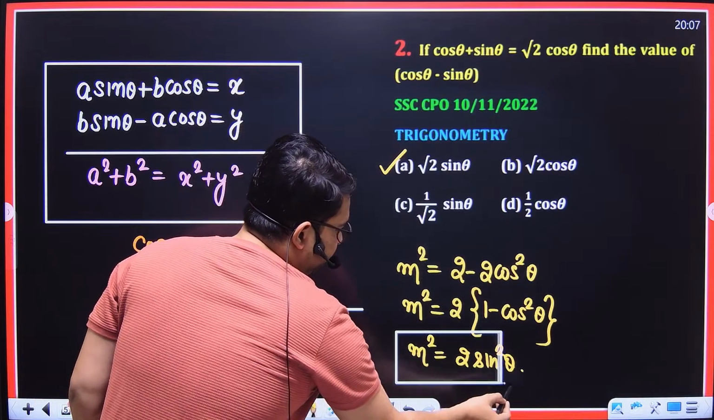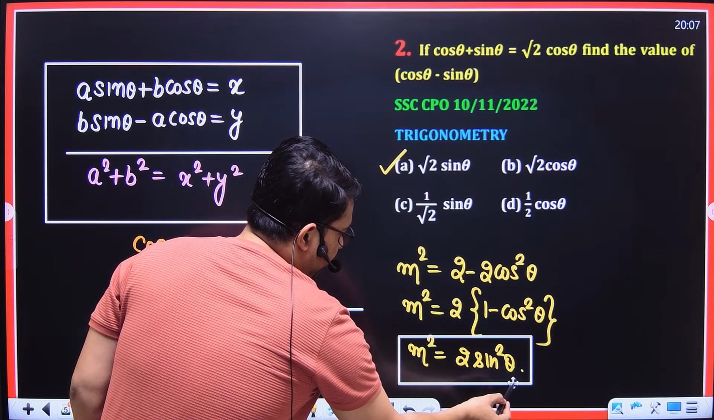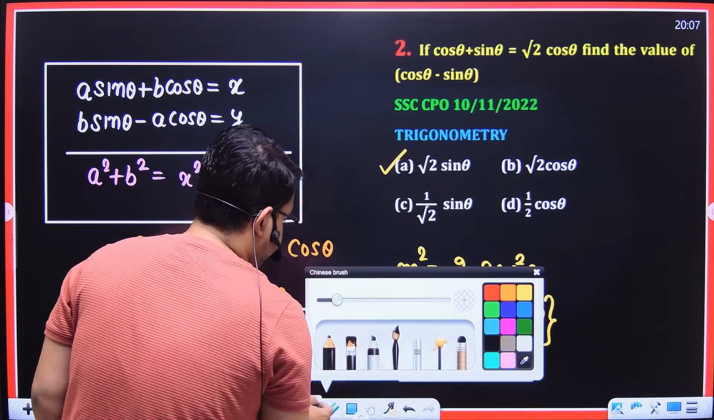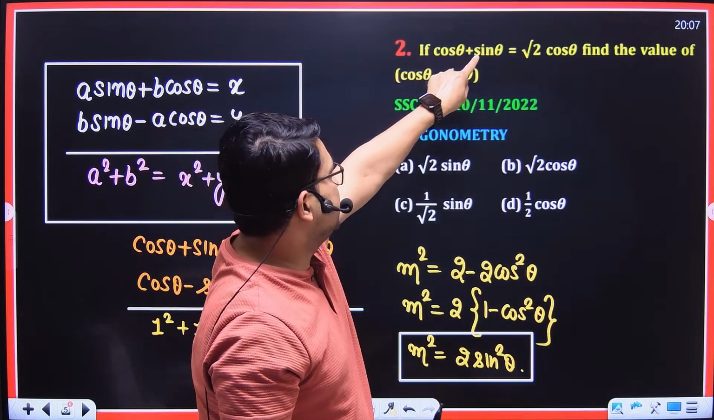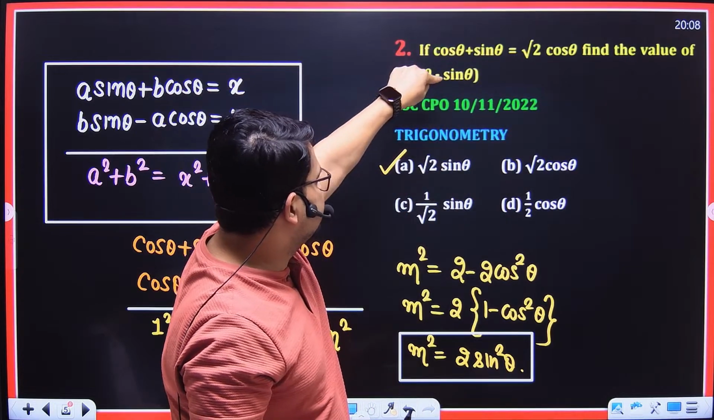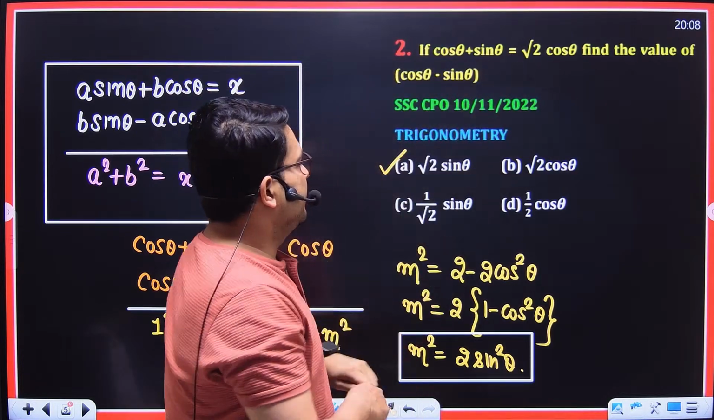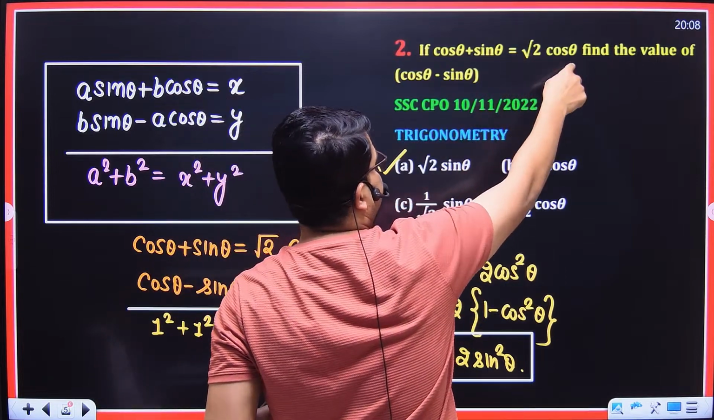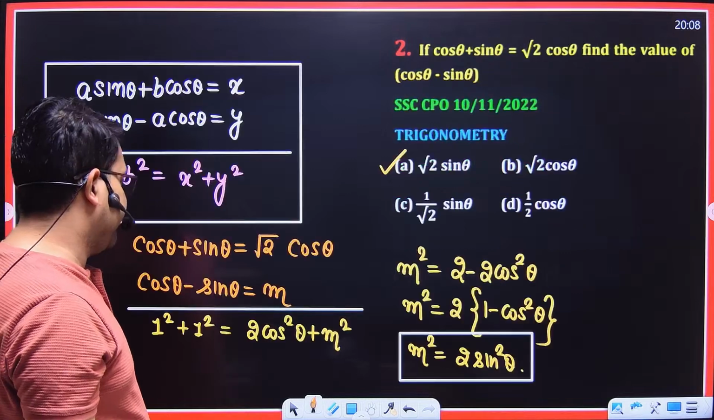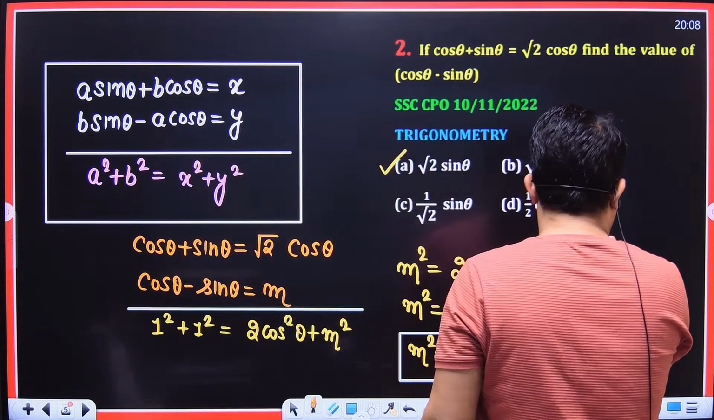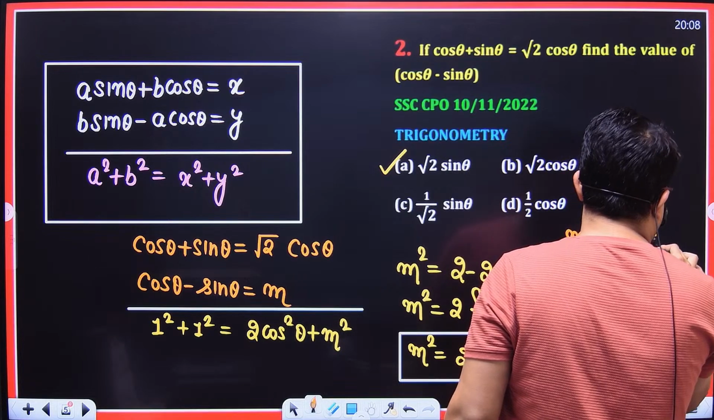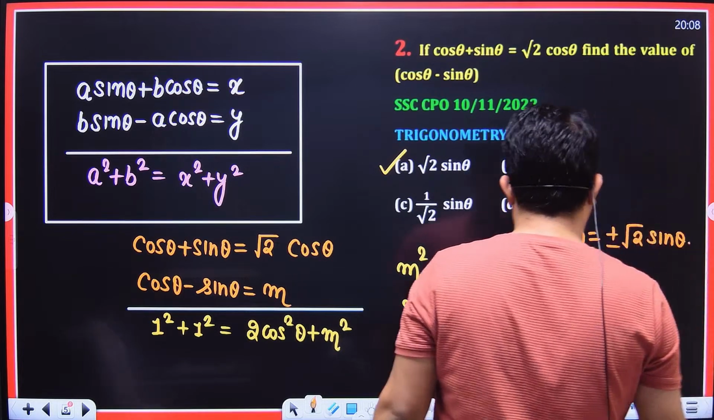So we can learn it directly, or we can remember it directly. How? If it is given that cos theta plus sine theta is equal to root 2 cos theta, and it is asking the conjugate of itself, then it would be root 2 sine theta. If it is given that it is root 2 sine theta, then it would be root 2 cos theta. I can write m is equal to plus minus root 2 sine theta. This one is my correct answer. Next.